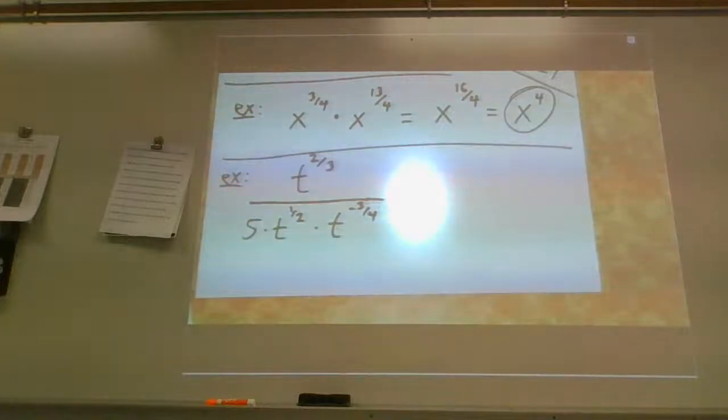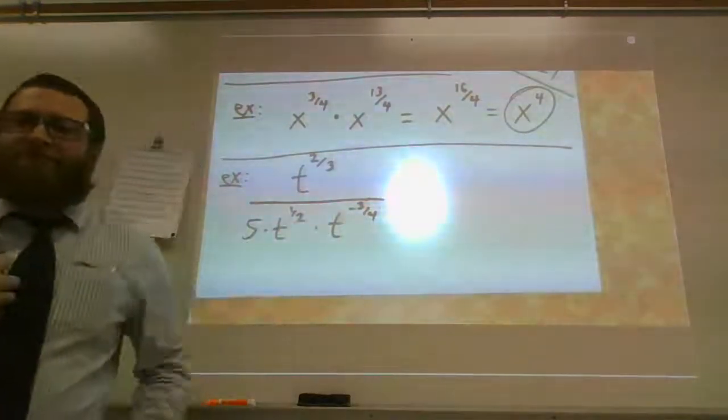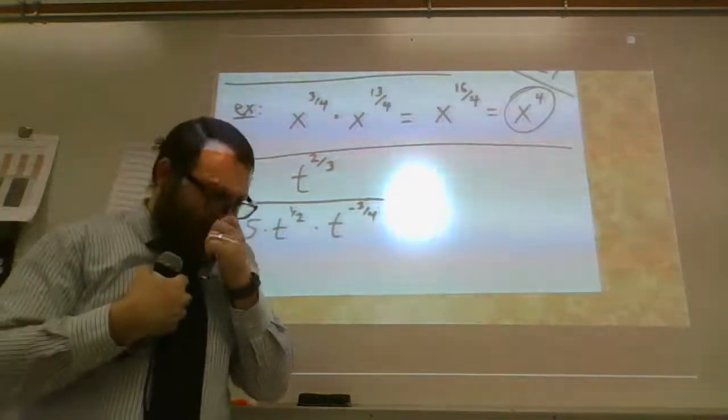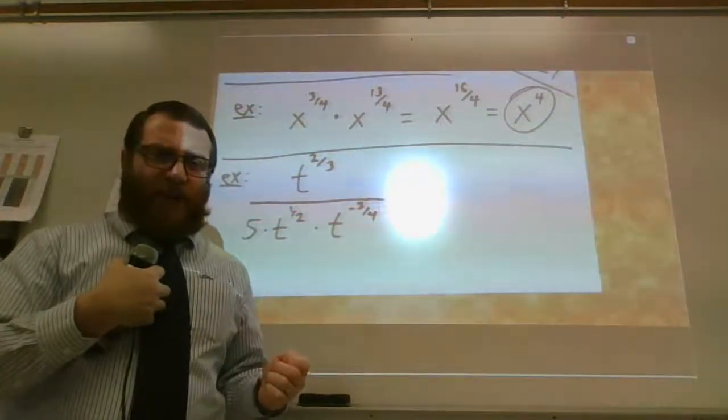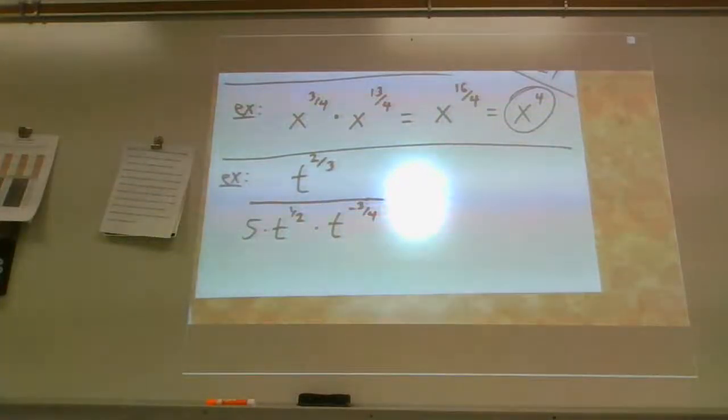The top denominator is 3. The bottom denominators are 2 and 4, which means that our common denominator would most likely be 12. I mean, most likely it is. So, let's try it. Let's do it.